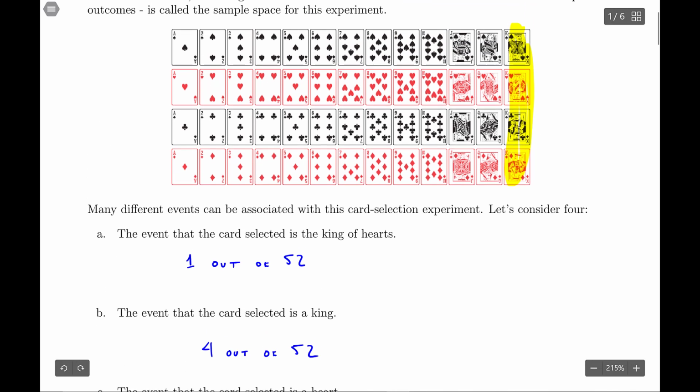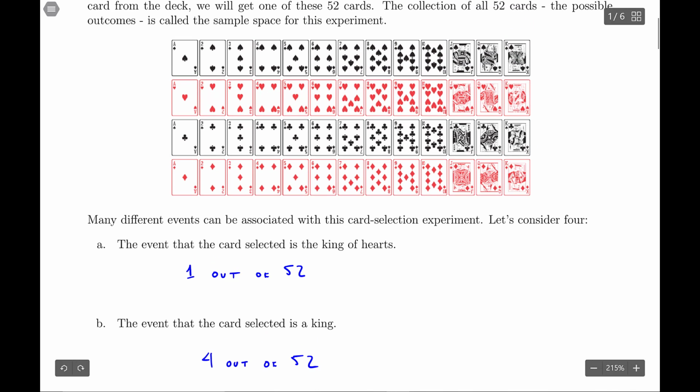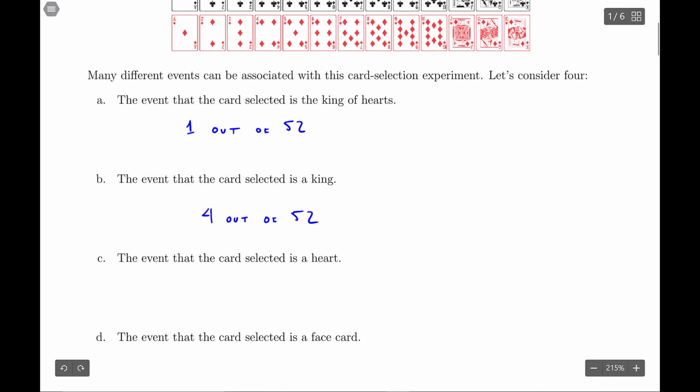The event that the card selected is a heart. So what that will include is this entire row of 13 cards. So that's 13 out of 52.